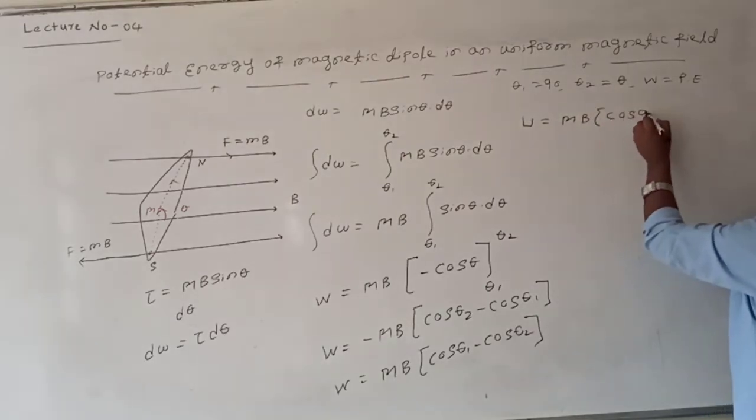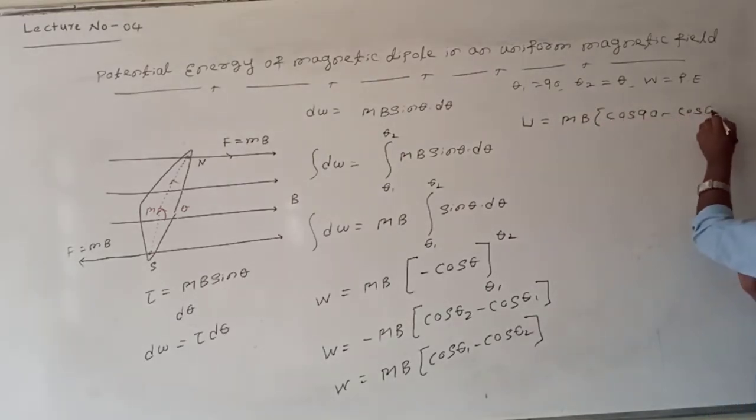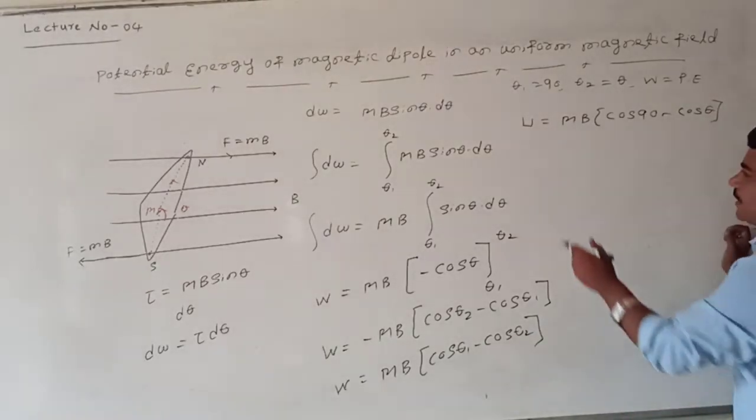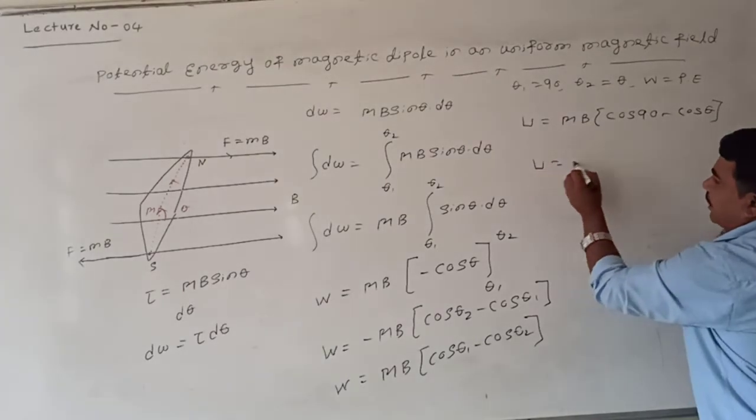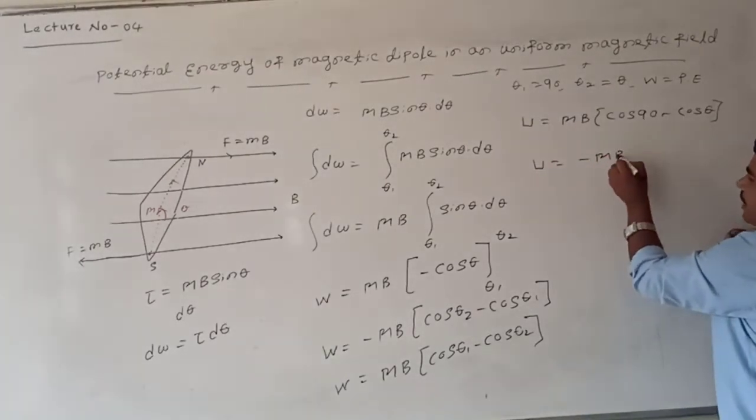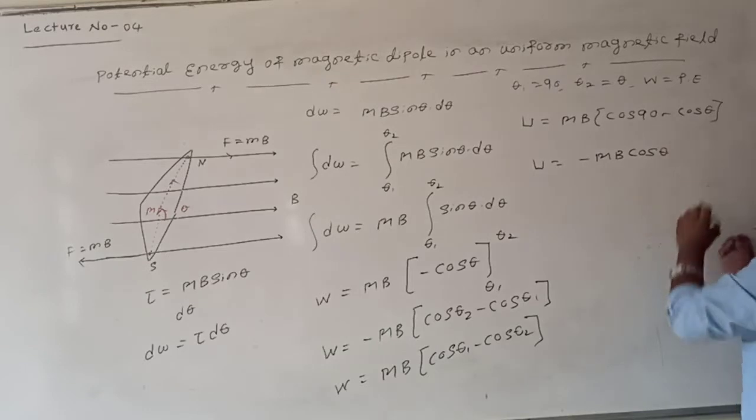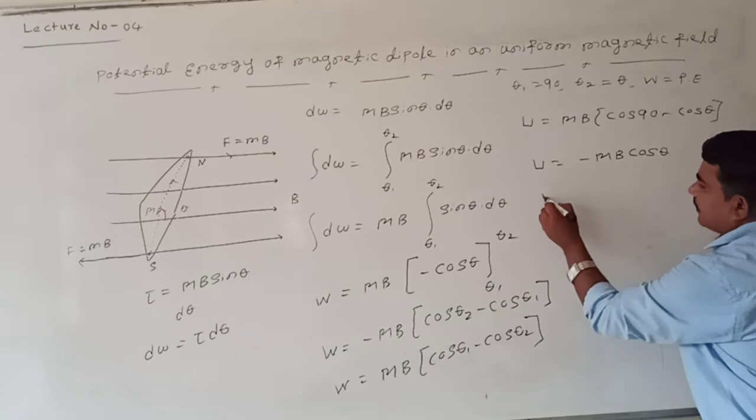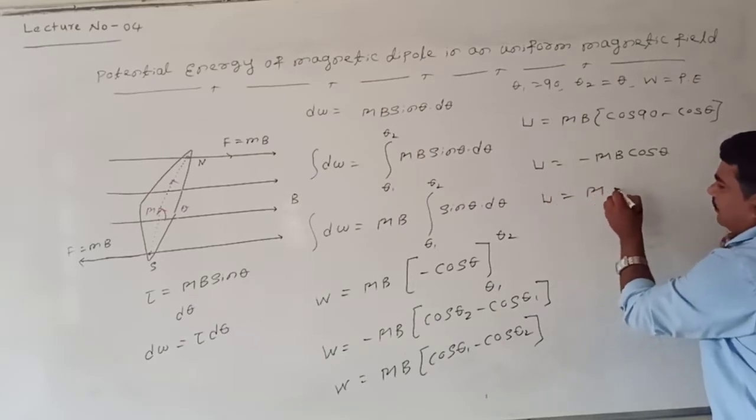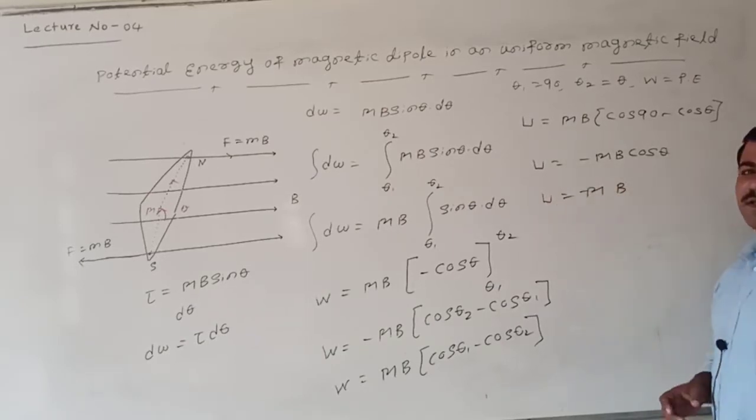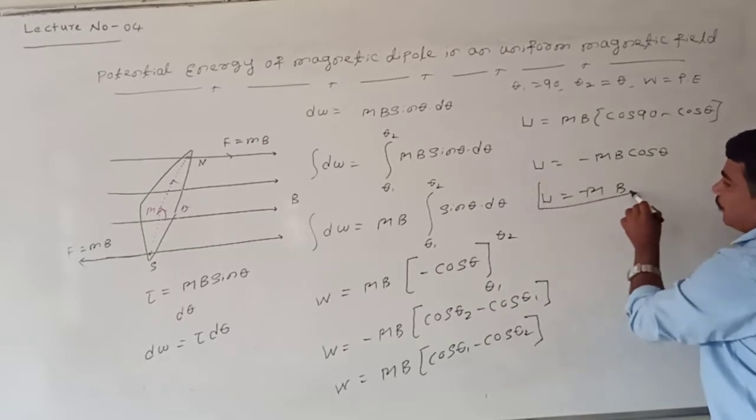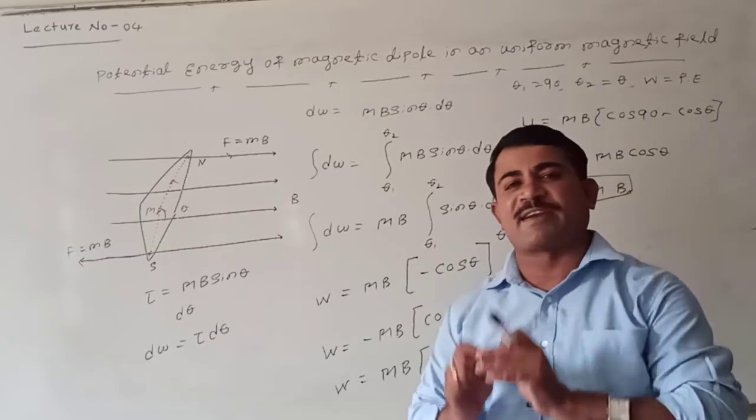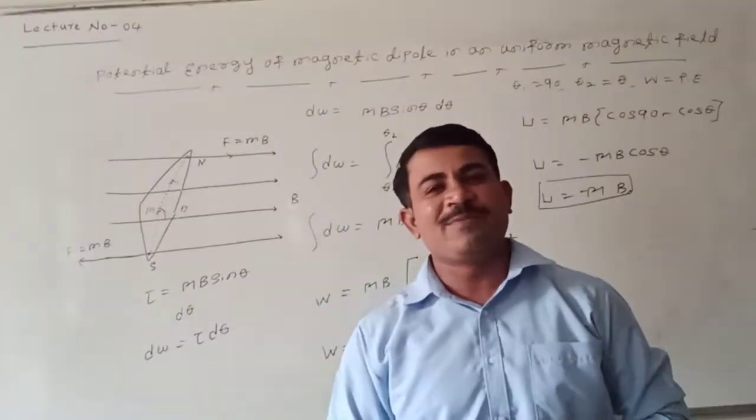So theta 1 is equal to 90 and theta 2 is equal to theta. Right? Cos 90 is 0. Wherever cos 90 is 0, then what is the potential energy? Potential energy is equal to minus M B cos theta. Right? Or in vector form, how to write? In vector form we can write directly: this is minus M dot B. This we are calling the potential energy of the magnetic dipole when it is placed in a uniform magnetic field. Are you following me?